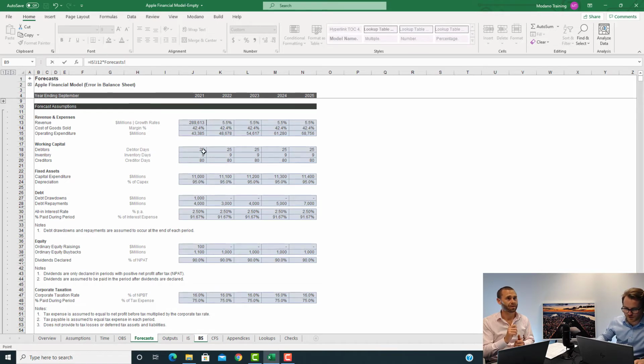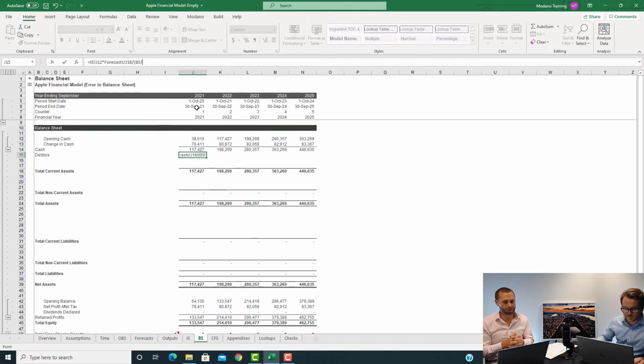On the forecast sheet, multiplied by the days of 25. Okay, and then divided by, and when we divide by, we're going to do open brackets, and we're going to calculate the number of days in the period by subtracting the period start date from the period end date and adding 1. So on the balance sheet, go up and do equals $6.